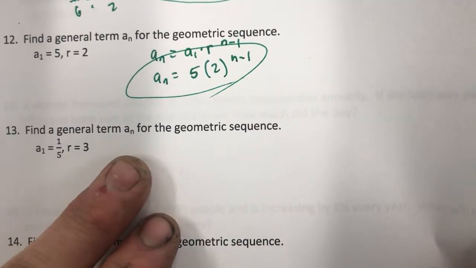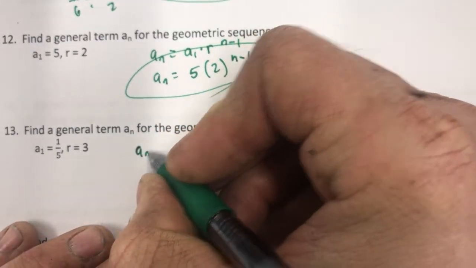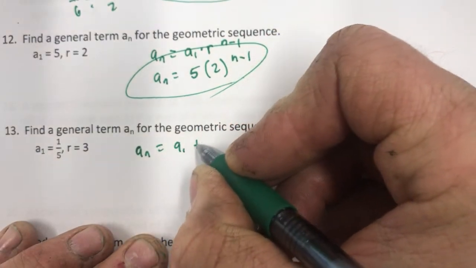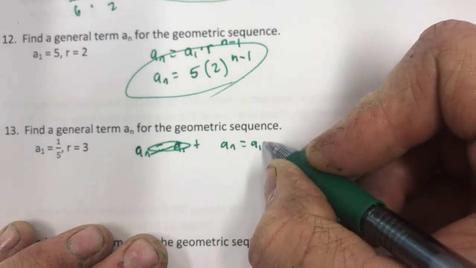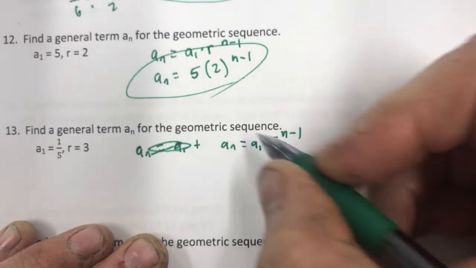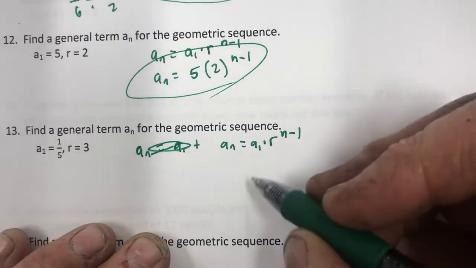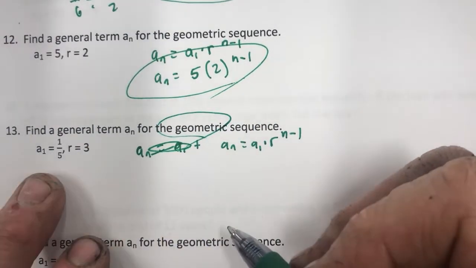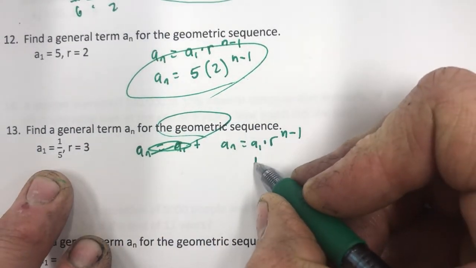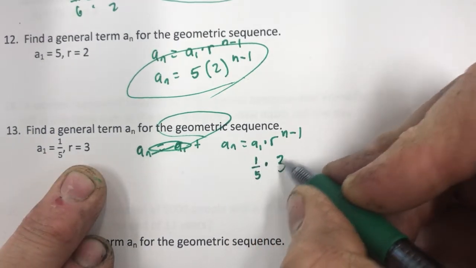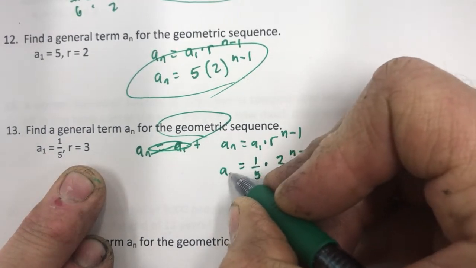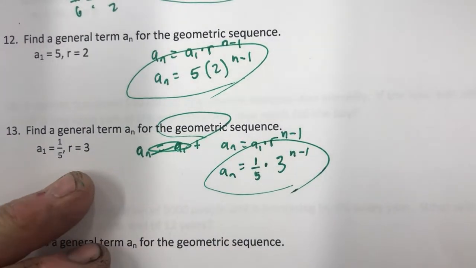Okay, find a general term a sub n, so we're just doing a sub n equals a sub 1 times r to the n minus 1. I was doing an arithmetic sequence. This is geometric. All right, so a sub 1 is 1/5. Okay, times my r is 3. And there you go. You just put them in right there.